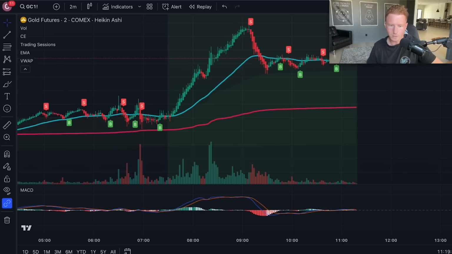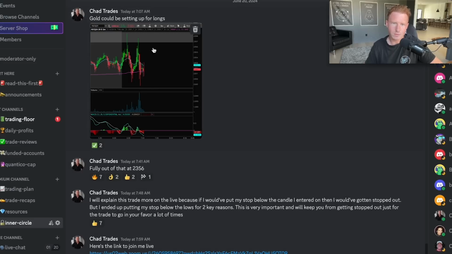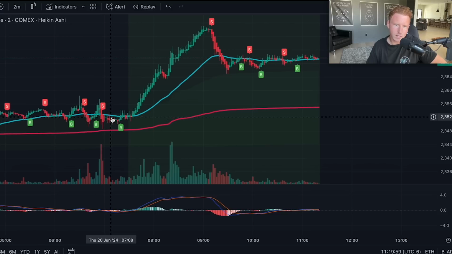So if I go into my Discord here, as you can see, at around 7:07 my time, I'm 2 hours behind Eastern time for those wondering. I said gold could be setting up for longs here. So as you can see, this is right here. You can see the timestamp at the bottom.